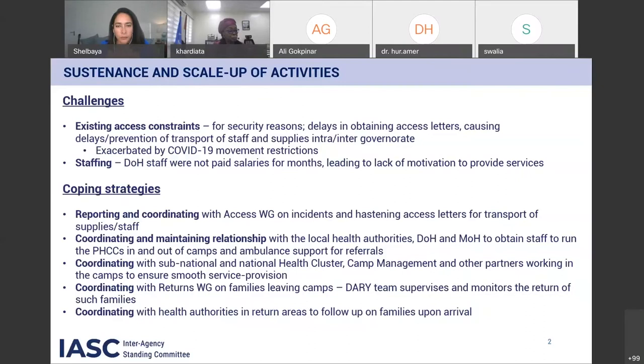And as part of coordination also with the health authorities in the return areas, we follow up on those families who arrived to their area of origin, to know the real situation and to know what their situation is besides the COVID situation. So these are the coping mechanisms.